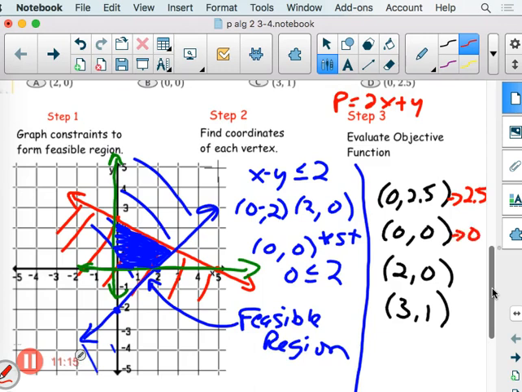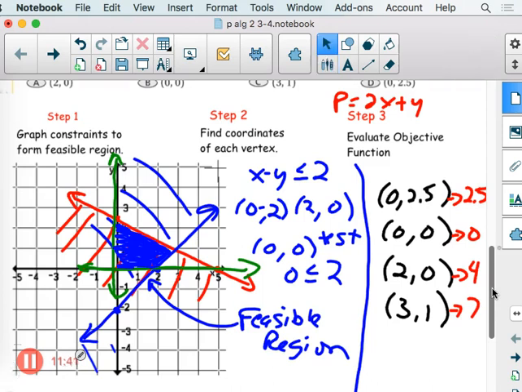Put 2 and 0 in there, 2 times 2 is 4, 4 plus 0 is 4. So far that's our biggest amount. Put in a 3 and a 1, 2 times 3 is 6, 6 plus 1 is 7. So this objective function is maximized at 7, the ordered pair 3, 1. And it's minimized at 0, producing 0 and 0.